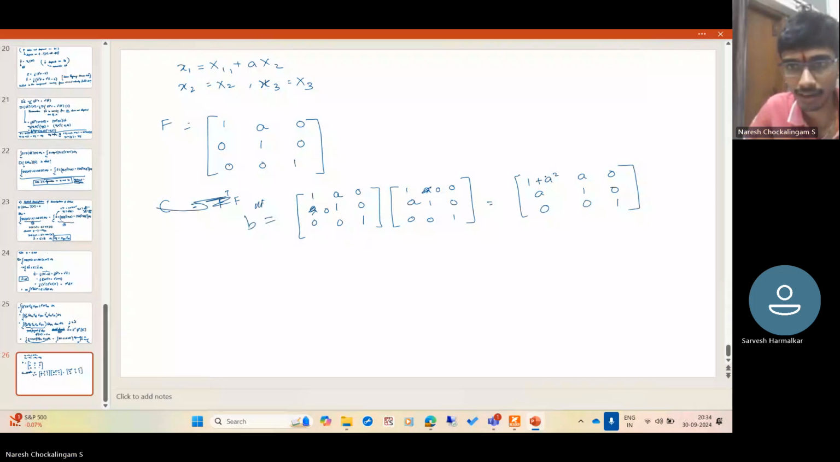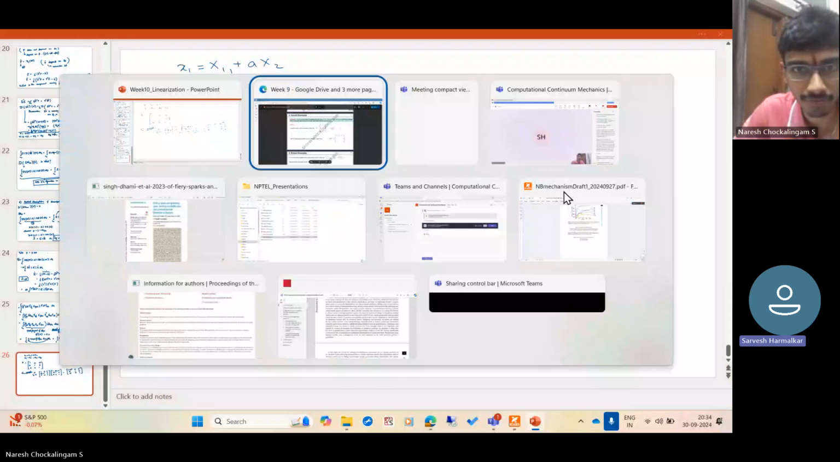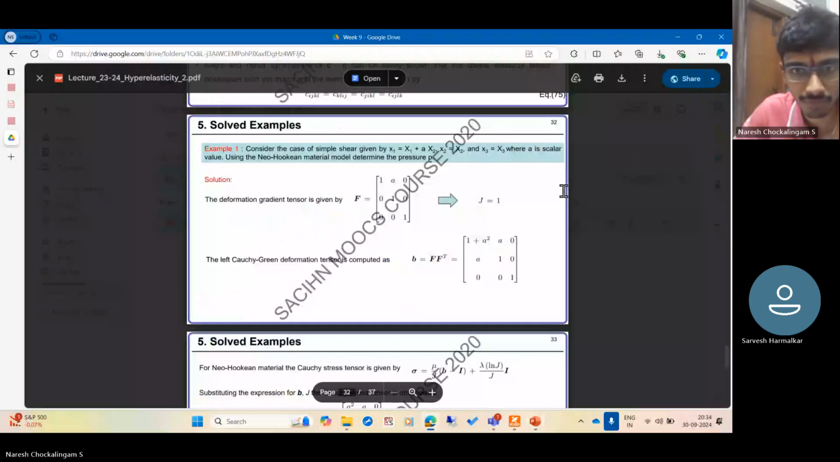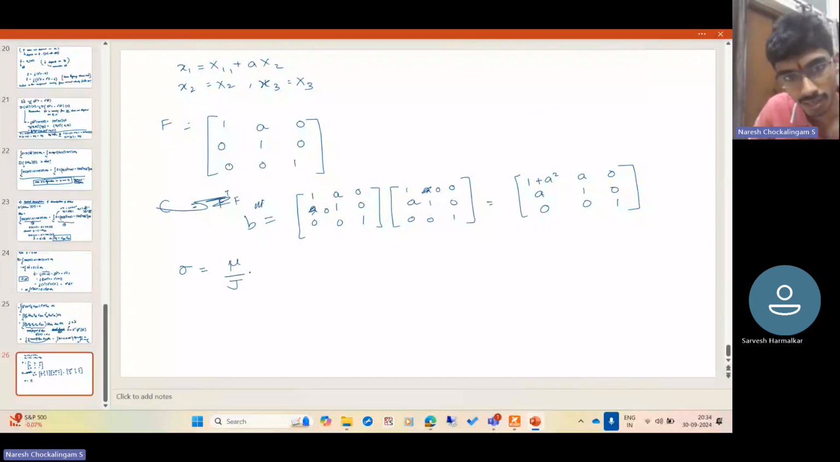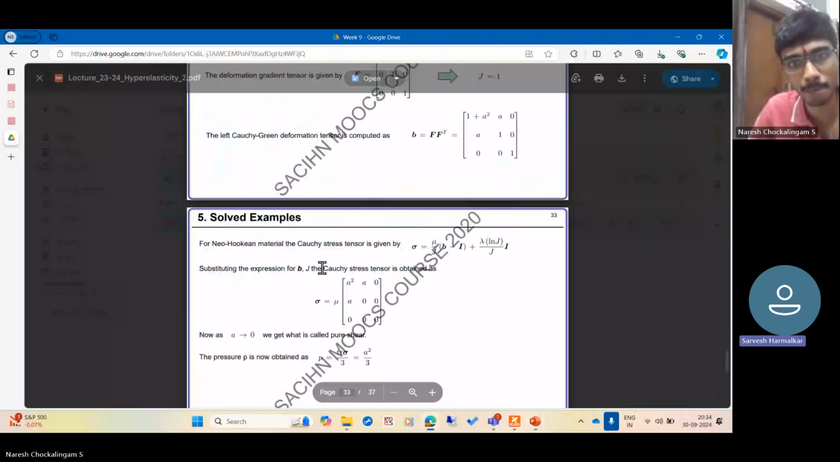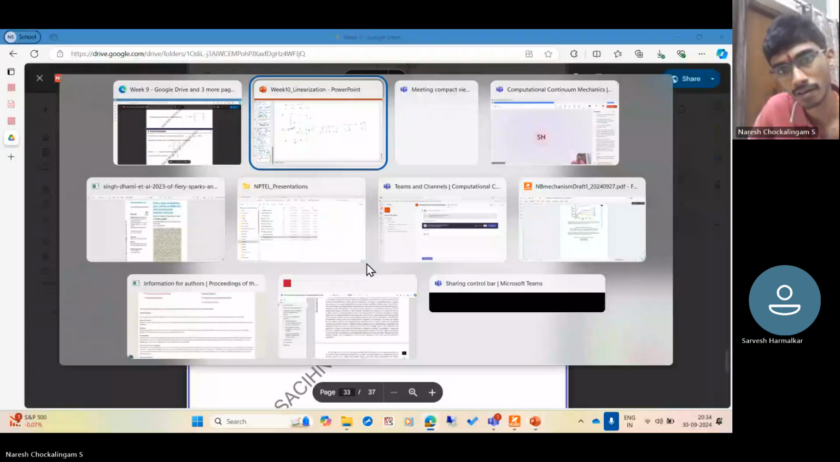Then, what is the Neo-Hookean model? I don't remember that. So we have sigma is μ by J, I think. Yeah, μ by J (B minus I) plus λ ln J times I.